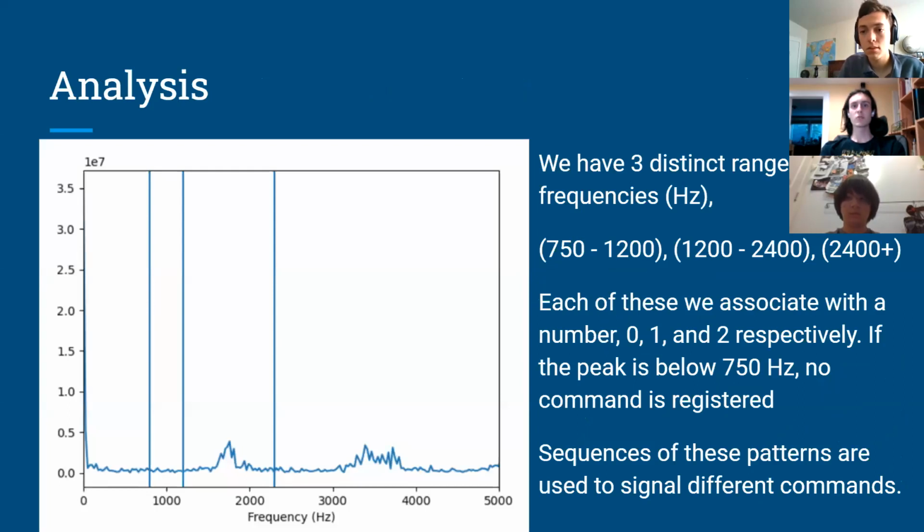We decided to use whistles because whistle tones are very easily distinguishable from each other. We discovered that we could have three separate ranges of whistle tone frequencies, which Python was able to accurately detect 90% of the time. These ranges were 750 to 1,200 Hertz, 1,200 to 2,400 Hertz, and 2,400 Hertz and up. Each of these ranges we assign a number, 0, 1, or 2 respectively, which we use to create commands.